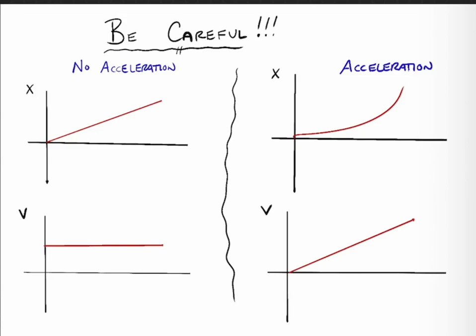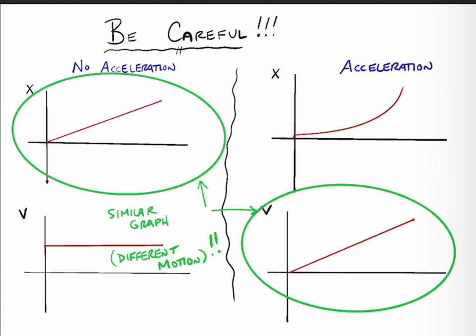So if you take a look at all four of these graphs, you might notice something. The position time graph for an object that is not accelerating and the velocity time graph for an object that is accelerating look very similar. But those are two entirely different motions. So we have to be extremely careful now, and we always need to look up and see what type of graph we're analyzing, because if you interpret a velocity time graph of acceleration as if it was a position time graph with no acceleration, you'll get the wrong answer, and vice versa.